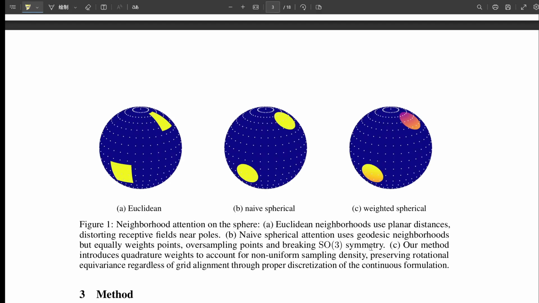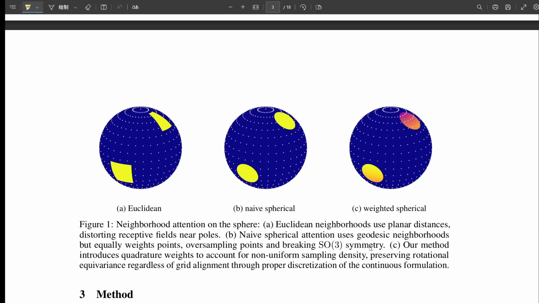Exactly. And these weights are super important. Why? Because sampling on a sphere often isn't uniform. Think about a simple equiangular grid, longitude and latitude lines. Right, you get way more points bunched up near the poles than at the equator. Yes, the quadrature weights correct for that. They effectively give less weight to points in densely sampled regions and more weight to points in sparsely sampled regions, ensuring every part of the sphere contributes fairly to the attention calculation. So it stops the poles from dominating just because there are more sample points there. Makes sense.